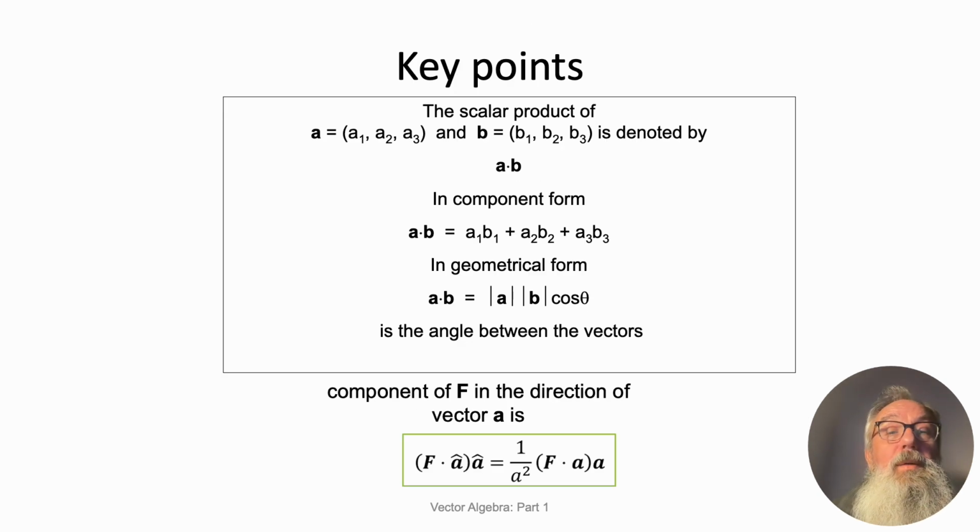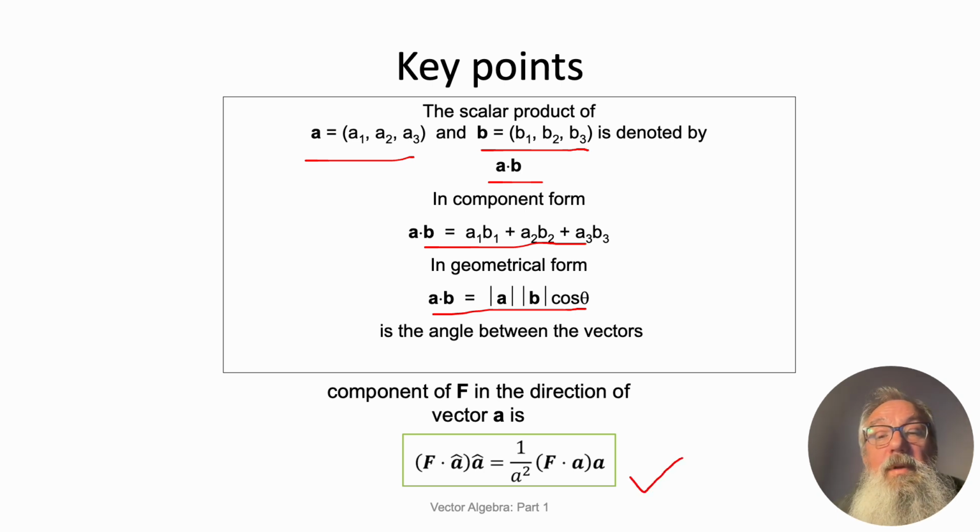Some key points here to remember from all of the slides. A, B, we write A dot B. This is the definition of A dot B in component form. This is a definition in geometric form. We can work out the components of a vector along another vector by using this formula, and we've seen that in several examples.